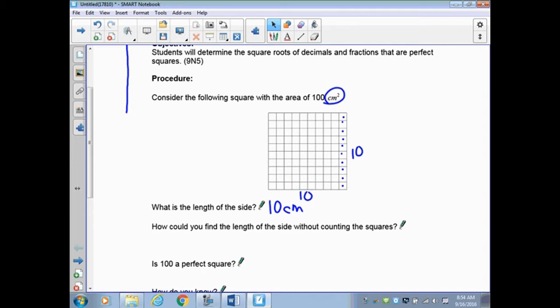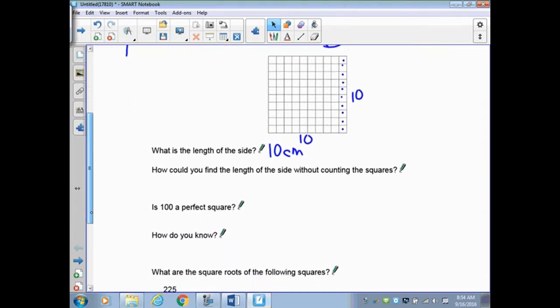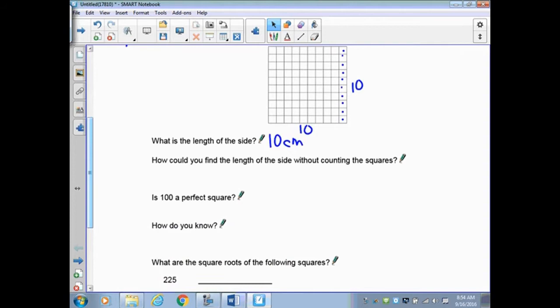How would you find the length of the side if you didn't count? Well, we know this is 100 square. That means we have to figure out how to get from 100 to 10. If you go back to grade 8, you would remember that the square root of 100 is 10. Or you could remember your times tables and know that 10 times 10 is equal to 100. So you can find it that way.